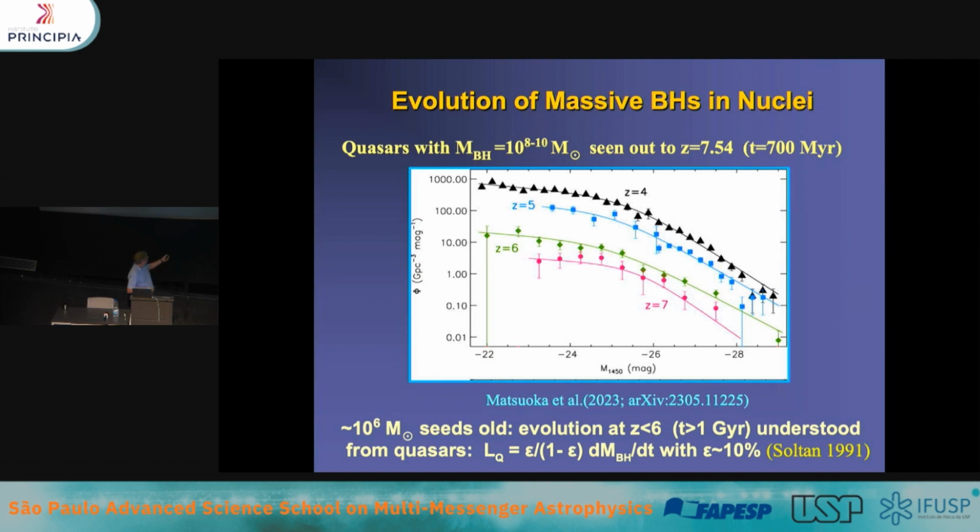This is the luminosity of a quasar. Sorry, I missed the c squared. This should be dm dt times c squared.